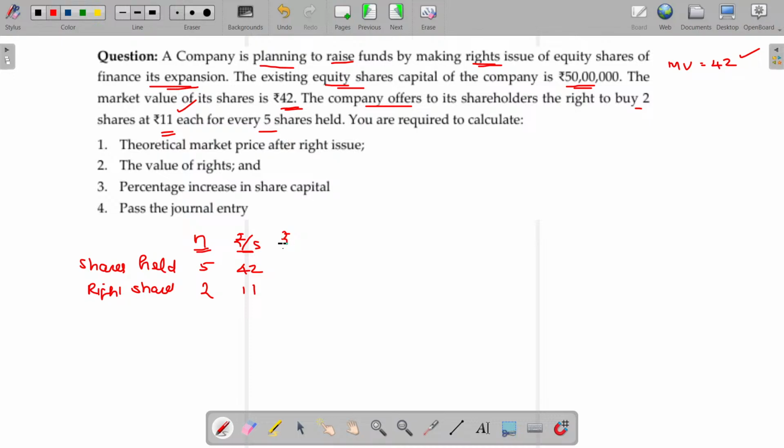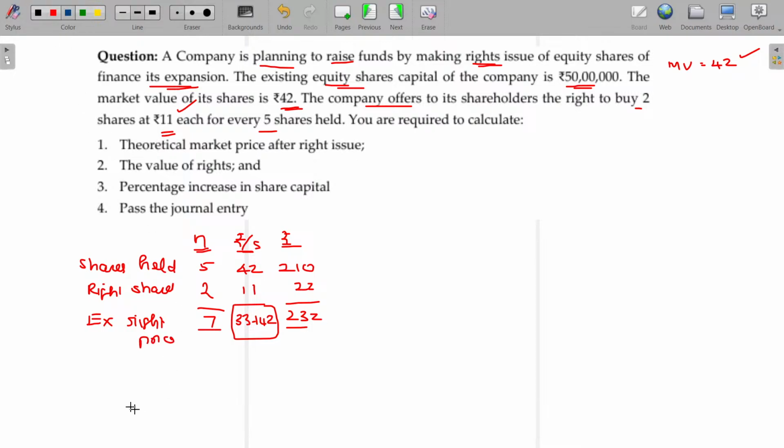Now what about the total rupees? 210, 22. Am I right? 232 will be the value for 7 shares. And what about the value after the rights share? 33.142 is nothing but the ex-right price. This is called the ex-right price.